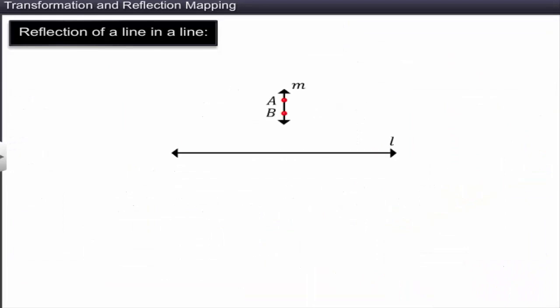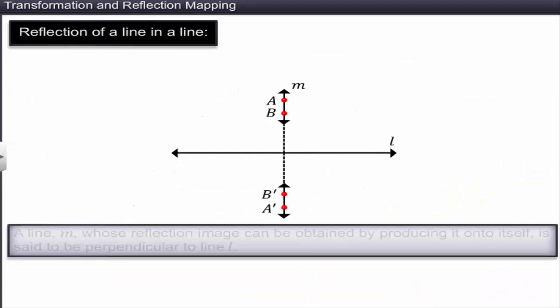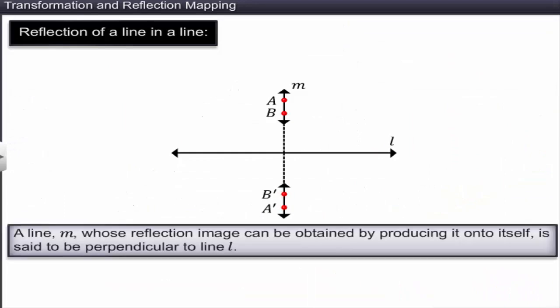If the two lines are given as shown, then the reflection of line M in line L can be obtained by producing line M onto itself. Such a line M, whose reflection image can be obtained by producing it onto itself, is said to be perpendicular to line L.